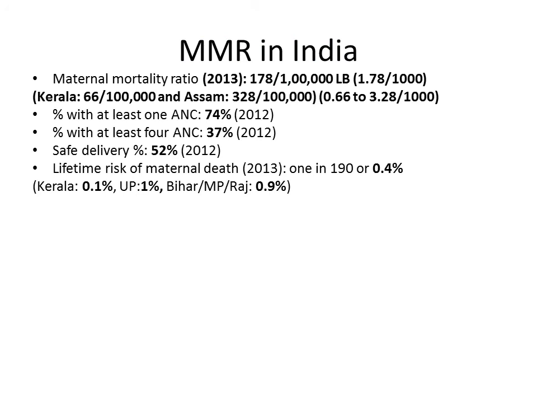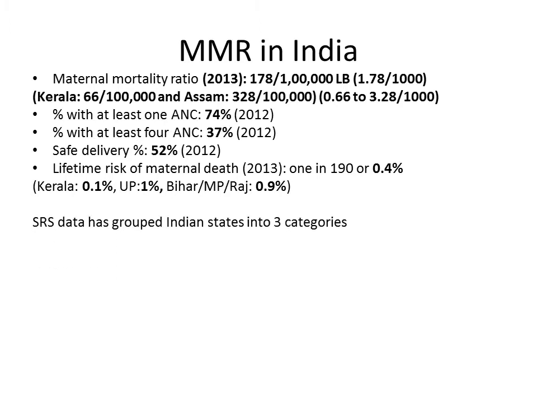This is the situation of maternal mortality in India. In 2013, the MMR was 1.78 per 1000 live births for India, ranging from 0.66 in Kerala to 3.28 in Assam. Percentage of pregnant women with at least one antenatal checkup, 74%, and with at least 4 antenatal checkups, 37%. Percentage of deliveries which were safe, 52%. Lifetime risk of maternal death, 0.4% overall for India, ranging from 0.1% in Kerala to 1% in UP.